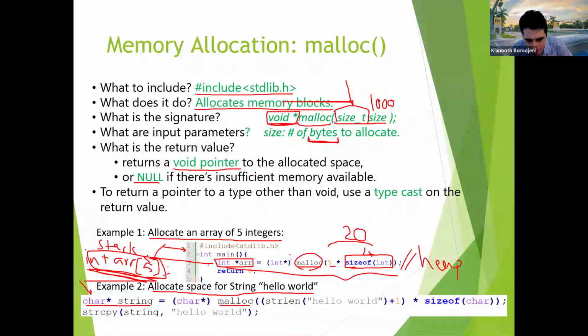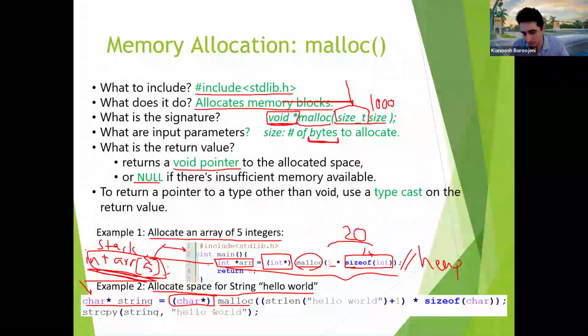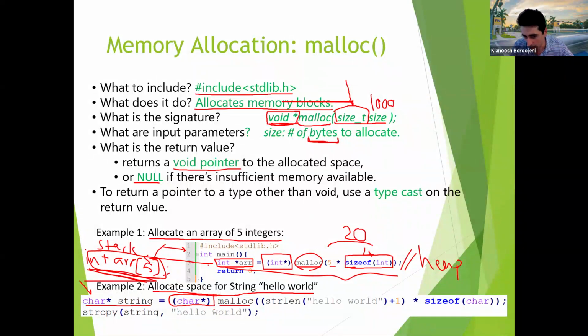Similar to the last example that I cast the malloc return value to an int star, I should cast the return value of malloc to a char star now. Why? Because I want to create a string. So I need to cast the malloc to a char star. Before, I wanted to create an array of 5 integers. So the cast should always be there because malloc originally returns a void star, and we don't want void star. We want either char star or int star or something else.